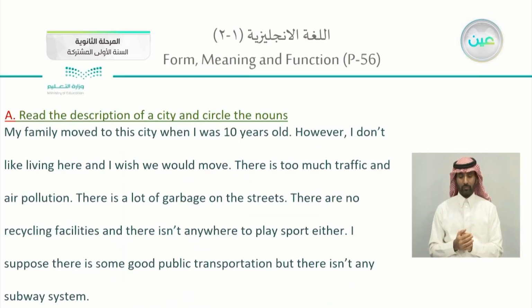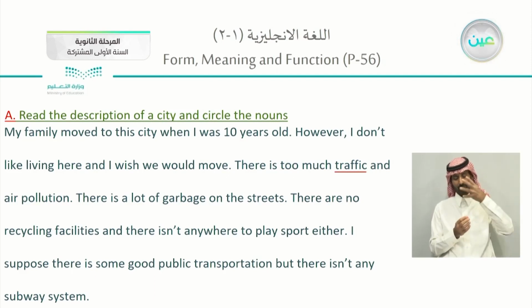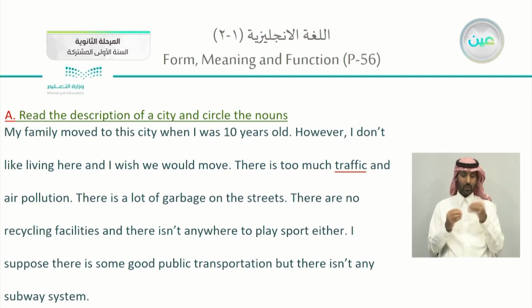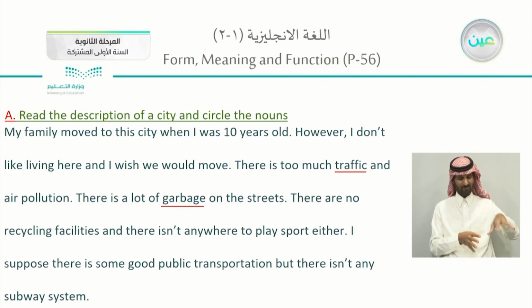Okay, now in your books, page 56, here, read a description of a city and circle the nouns. Let's choose the nouns in here. Let's start with them one by one. My family moved to this city when I was 10 years old. However, I don't like living here and I wish we would move. There is too much traffic. Here, we're having traffic is a noun, a non-count noun. And air pollution. Pollution is a noun as well. There is a lot of garbage. We've got garbage here on the street. There are no recycling facilities.